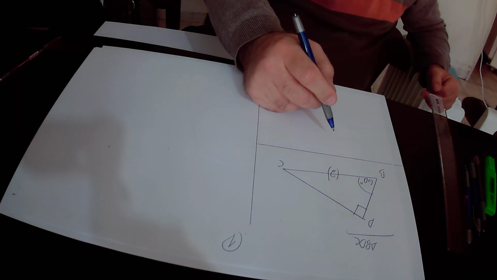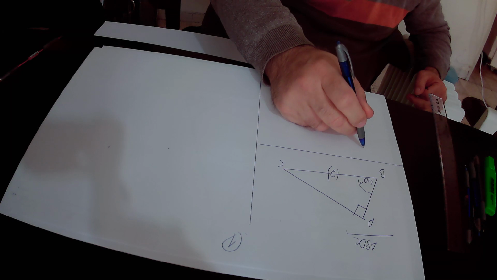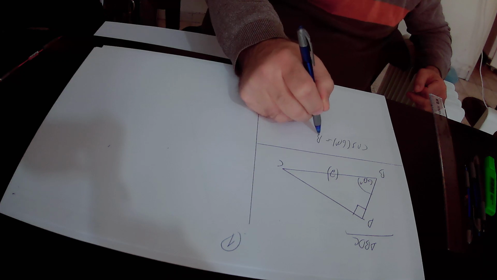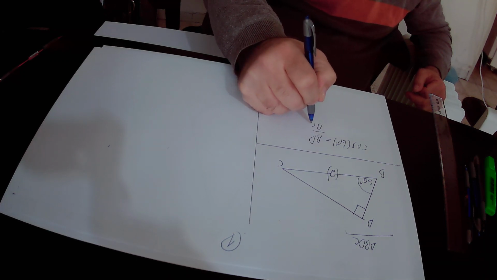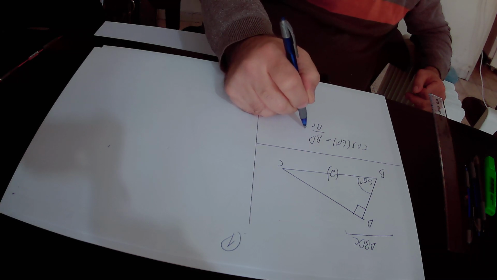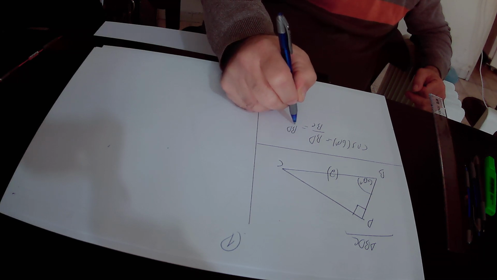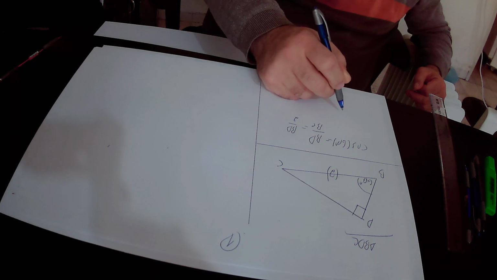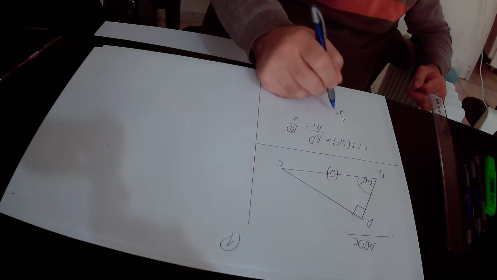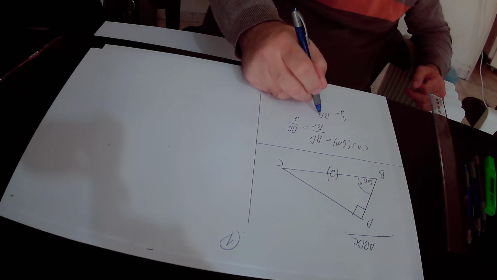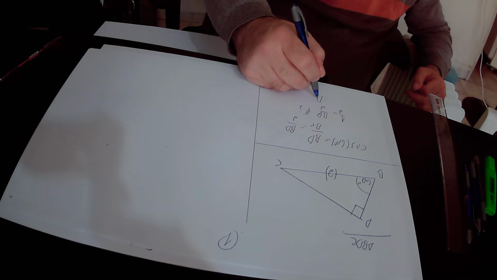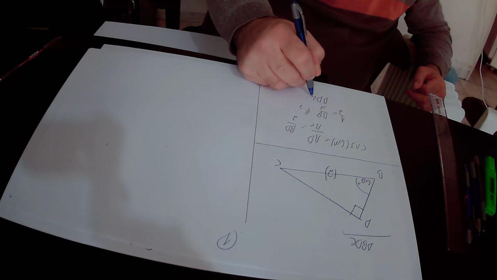In this right triangle BDC, cosine 60 degrees equals BD over BC. BC is 2, so it is BD over 2. Cosine 60 degrees is 1/2. So in total, we found out that 1/2 equals BD over 2. Here we multiply this equation by 2. And finally we get that BD equals 1 unit in its length.